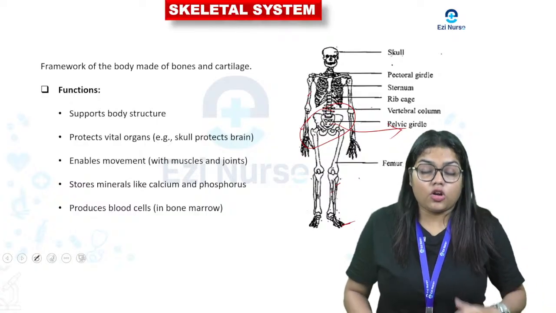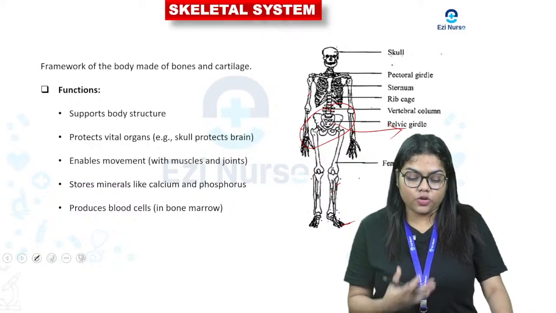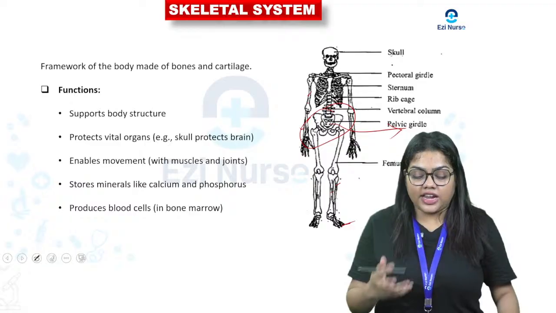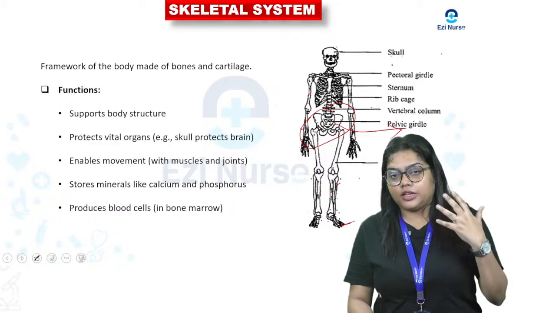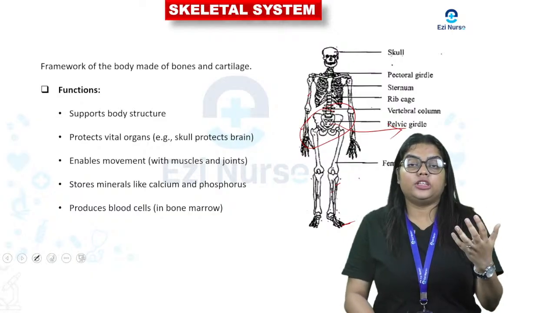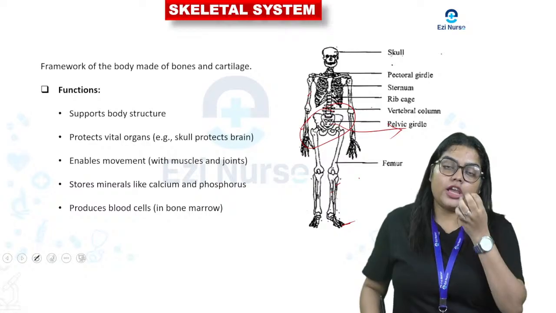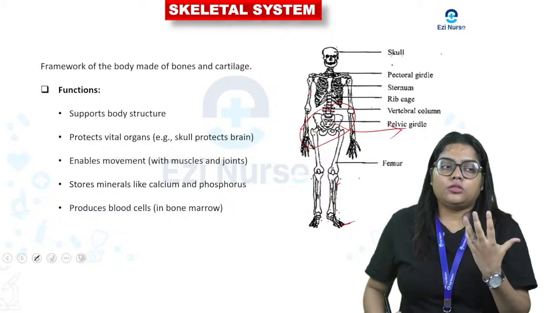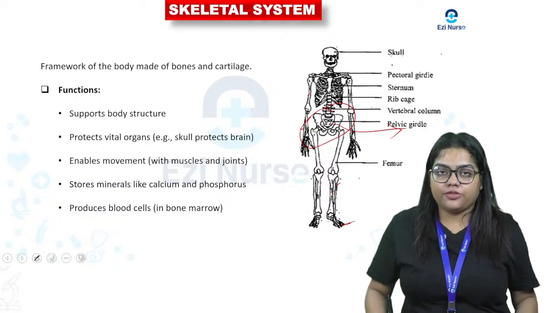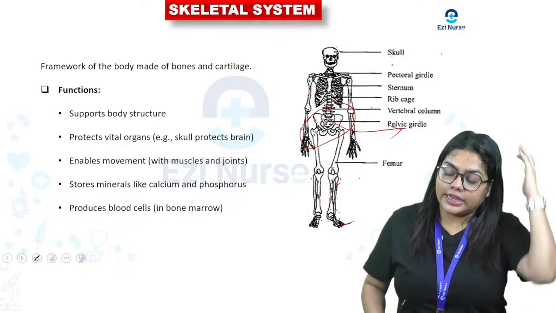Its functions are to give the body support and structure, and to protect vital organs. The skull, or cranial bones, protects the brain. The pelvis protects our internal reproductive organs and more. So this helps to protect the vital organs.